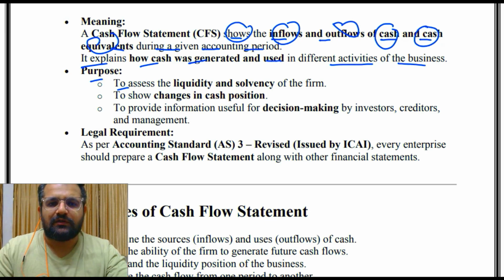Purpose: to assess the liquidity and solvency of the firm, to show changes in cash position, to provide information useful for decision making by investors, creditors and management. Now whether these purposes are important or not, so the answer is yes, definitely important.